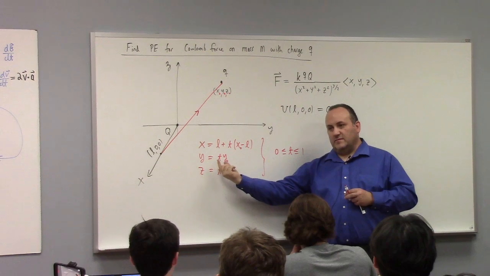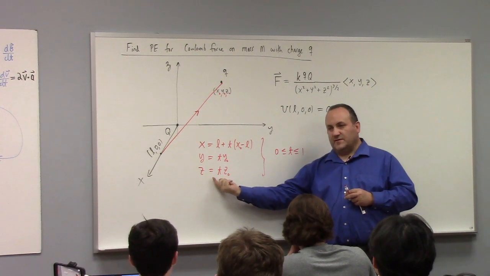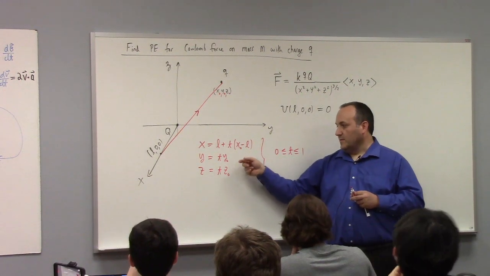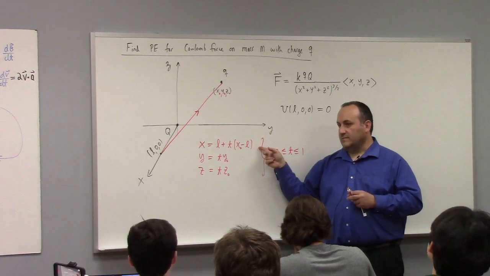Plug in t equals 1, y equals y naught. Plug in t equals 1, z equals z naught, right? What happens when you put t equal to 0? 0, 0, and L.